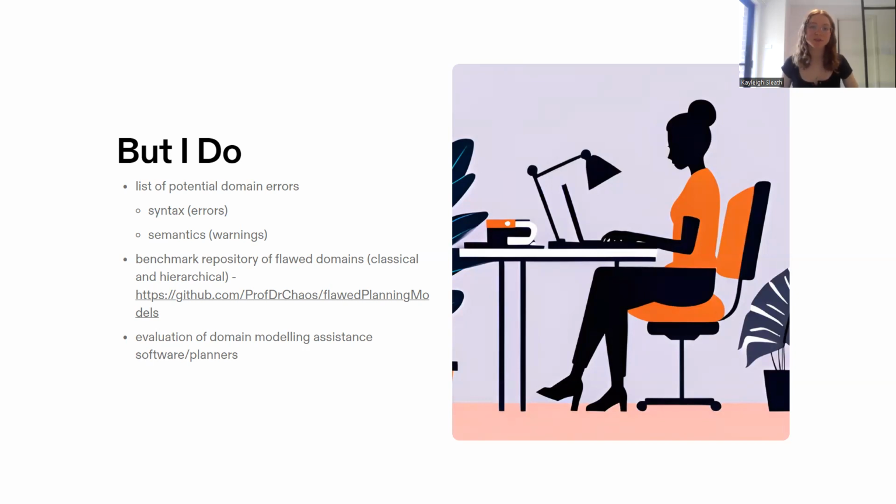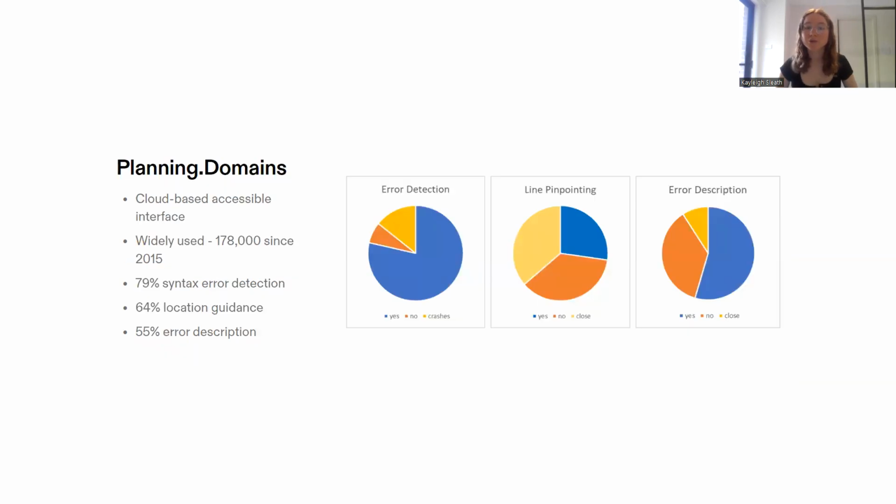Once we completed this repository, we used it to perform an evaluation of currently used domain modeling assistance software and planner parsers, and I'll take you through a couple of examples of the results that we got from that. So the most commonly used planner that we tested was planning.domains. This is a cloud-based planner that's very widely used as an educational tool for AI planning. We found that it picked up 79% of the syntax errors that we fed it.